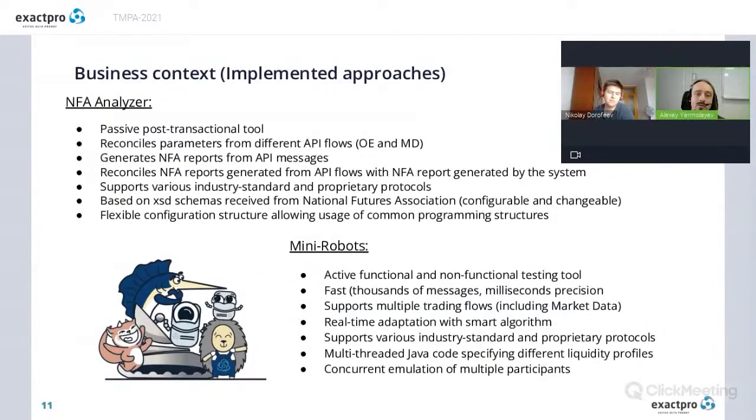And the last one that's shown on the slide, Mini Robots, is the first stream data model testing tool. It can simulate real traders' behavior based on programmatic instructions. The object-oriented data format correlates with all the matching types described above.